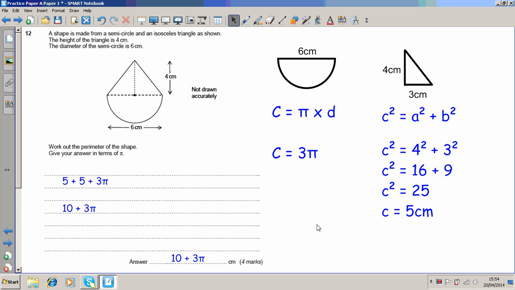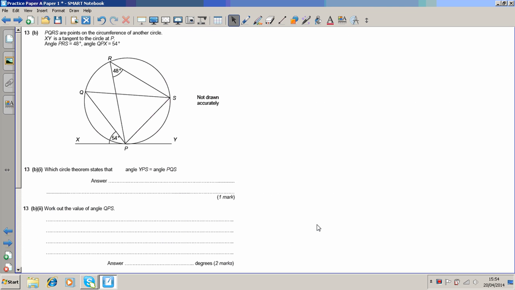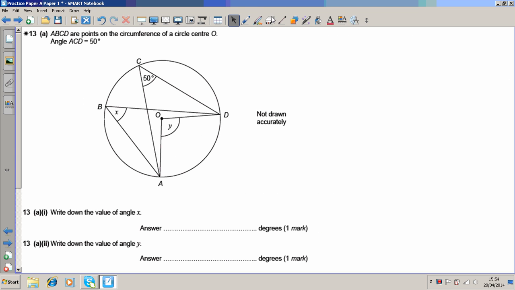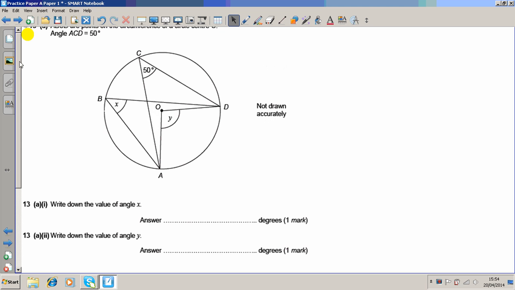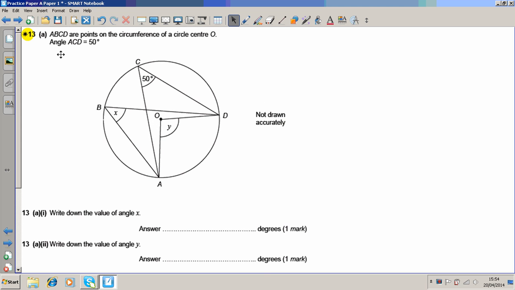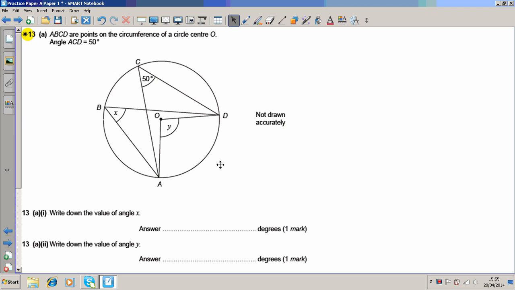Number 13. Not many more. 13a. We've got ourselves a star again. To me, I think that just means that they're going to want us to write down a reason to go with it. Although 13b would come into that as well. Yeah, and there's a bit of working out there. So, we'll put our reasons down.